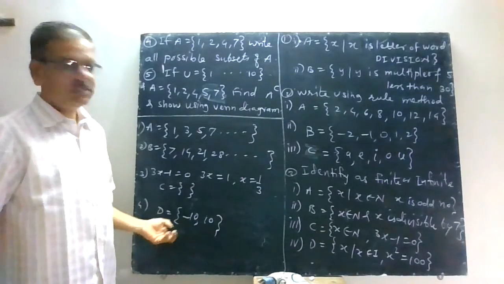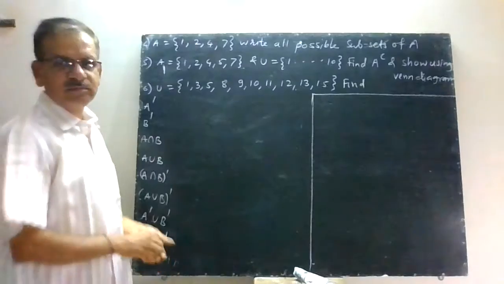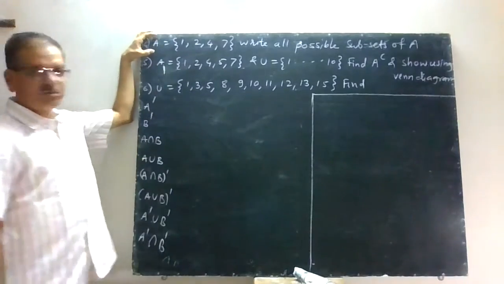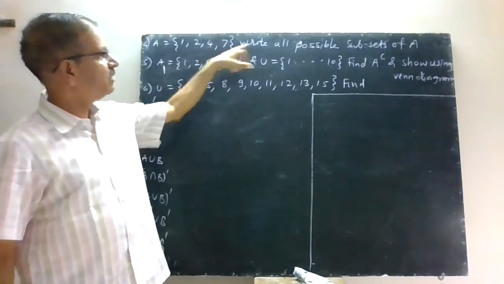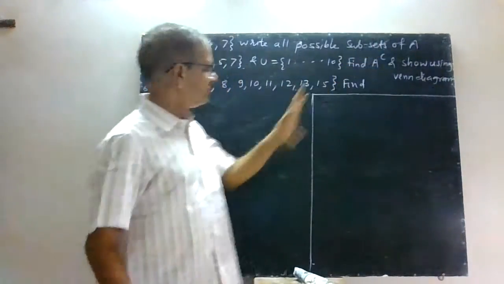So that's why this is called a finite set. Now see, this is problem number 4. You have given set A as {1, 2, 4, 7}. You have to write all possible subsets of A. Now we will write the solution here.